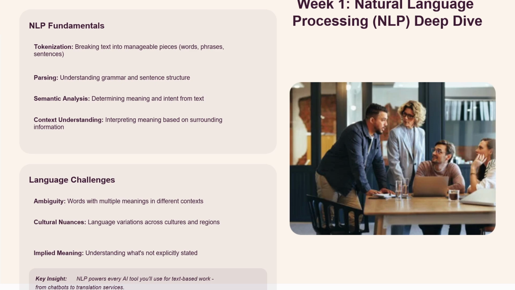Context understanding interprets meaning based on surrounding information. The same word can mean different things in different contexts. These processes work together to help AI understand not just what you're saying, but what you mean.